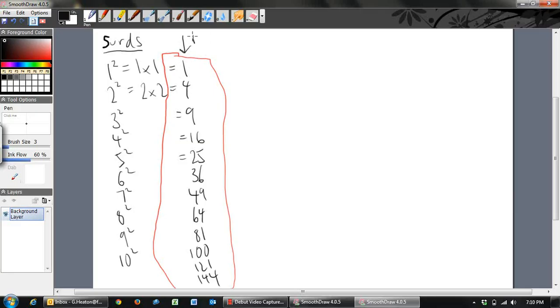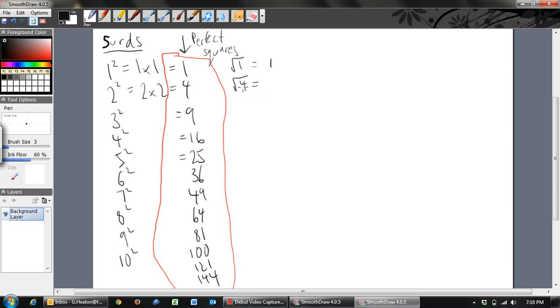And so these are all our special numbers, our perfect square numbers. These are our perfect squares. They're all numbers that are multiplied by themselves. And so what this means is that the square root of 1 means what number do you multiply by itself to get 1 is 1.